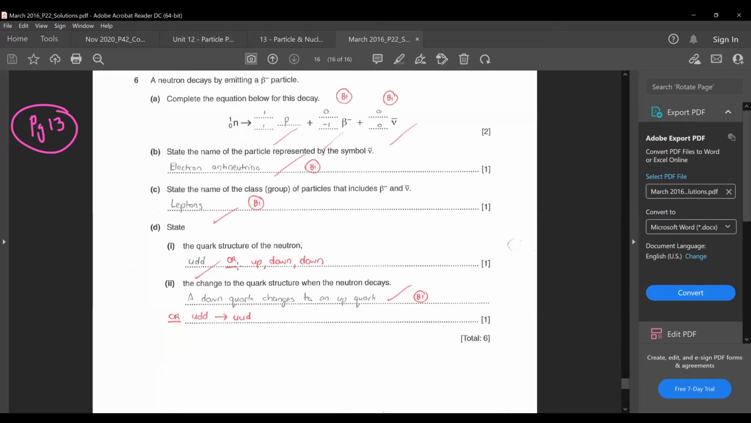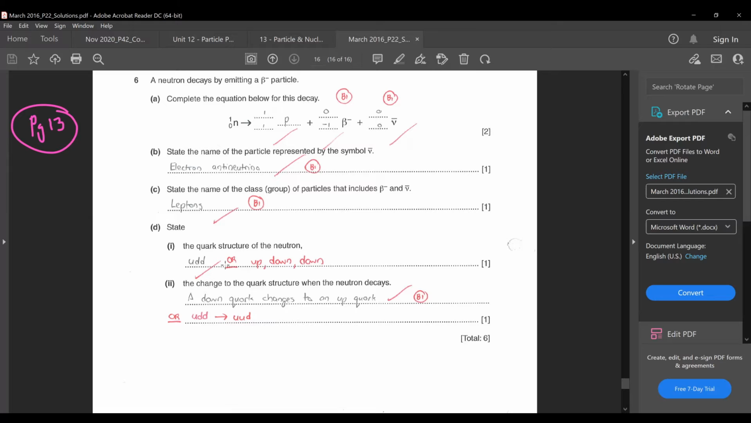So what is the quark structure of a neutron? I mentioned to you it is up, down, down. Okay, the quark structure of proton and neutron comes out quite often, so you need to remember their structure. Okay, you can either write it as UDD or write it in full, up, down, down. It doesn't matter which one. All right.